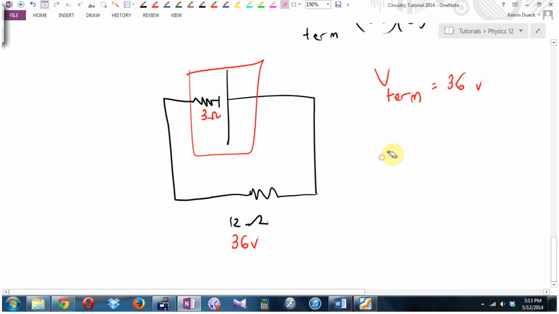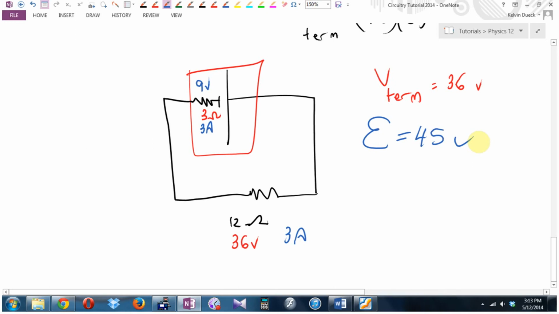But what I can do is I can tell you the current going through here right now. How many amps are going through that resistor? And that happens to be the total current because there's no other junctions anywhere. So total current is 3 amps. What did I lose going through this particular battery? 9 volts, which means the EMF better be 45. Has to be. Otherwise, this circuit won't work.